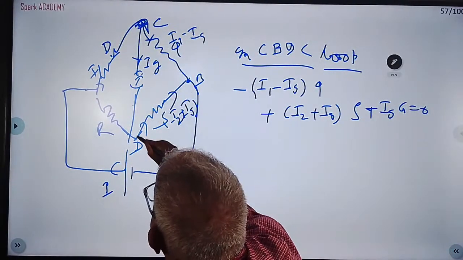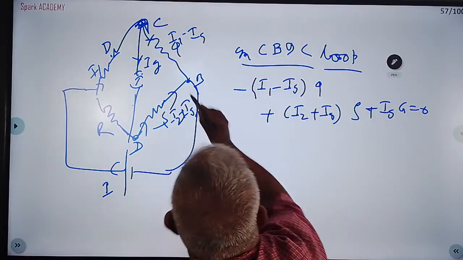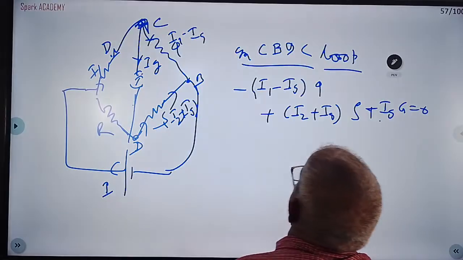Against the direction of current. Current is coming from C to D; we are going from D to C. In the direction of current, minus. Opposite direction of current, plus.